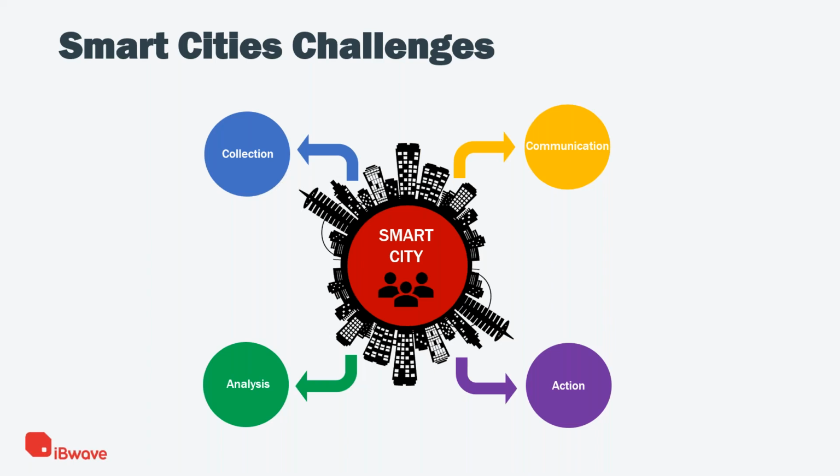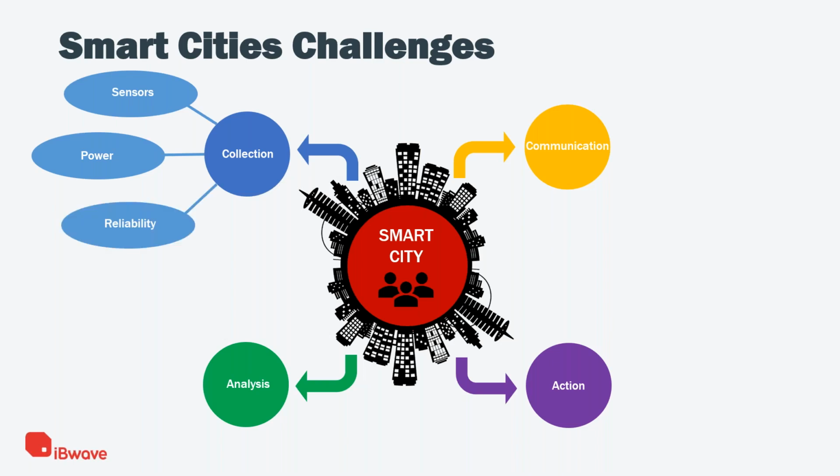When we talk about collection, we are talking about different types of sensors. Of course, we need to think about the power consumption, right? So we need to think about what type of sensor we will need to use, regarding the different technologies that we are using, and the reliability, right? So we need to have accuracy in the information.